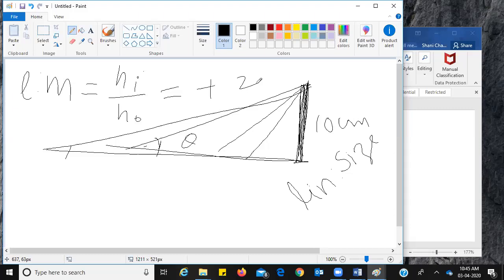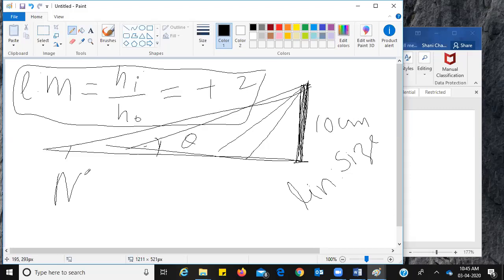So that is why we are leaving this term and going to a real feeling term called angular magnification. That is taken as theta I by theta O. This is called angular magnification and even called magnifying power.